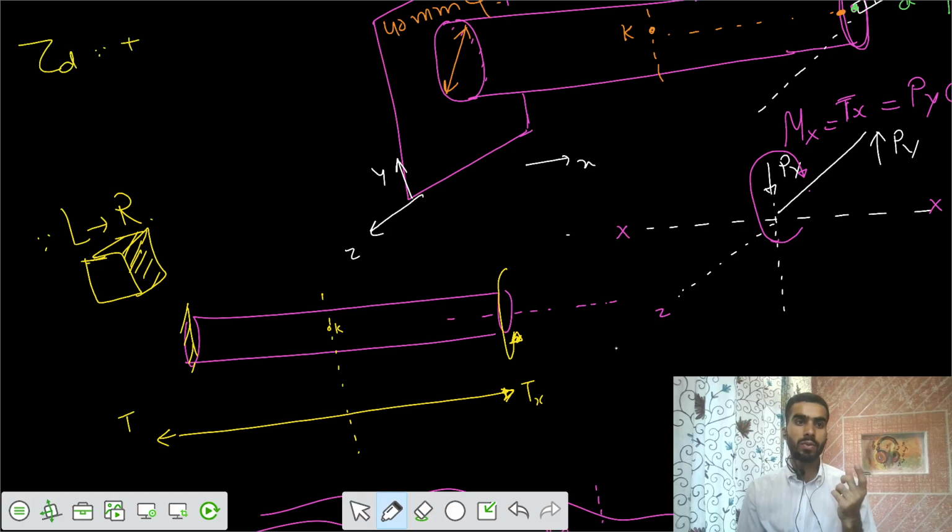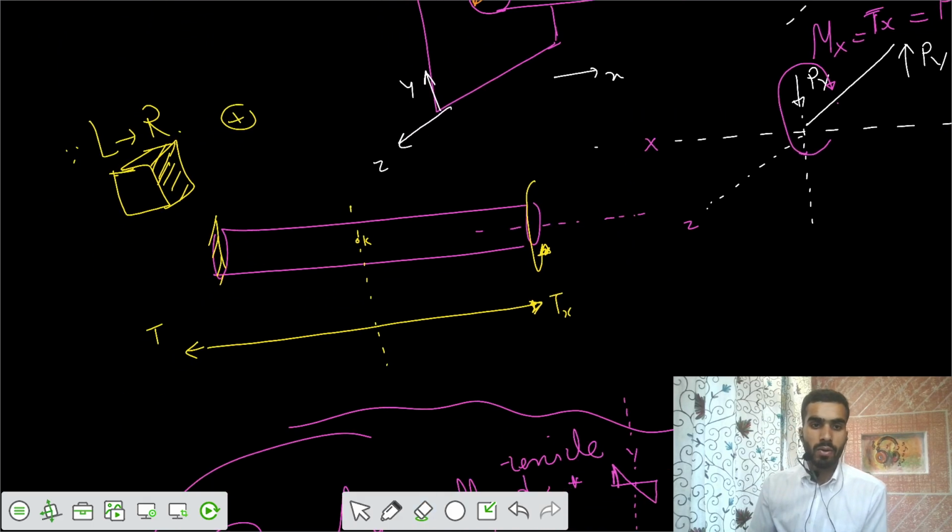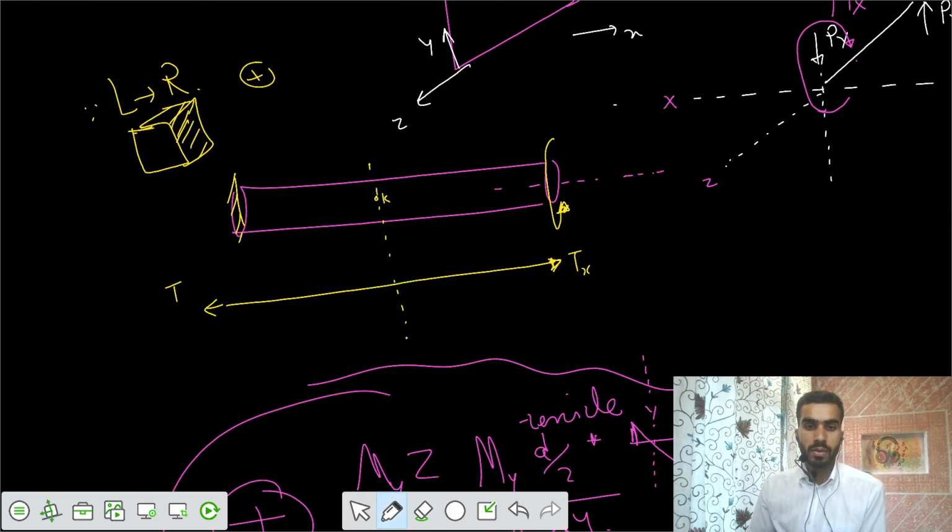It might be positive. Let's say this is positive because of VQ by IT. If this is positive, you have to ensure whether this is positive or negative. Otherwise, that equilibrium would not be maintained. So this is the concern here. Now, let's take that now. You cut the section at the point K, from the left to right.